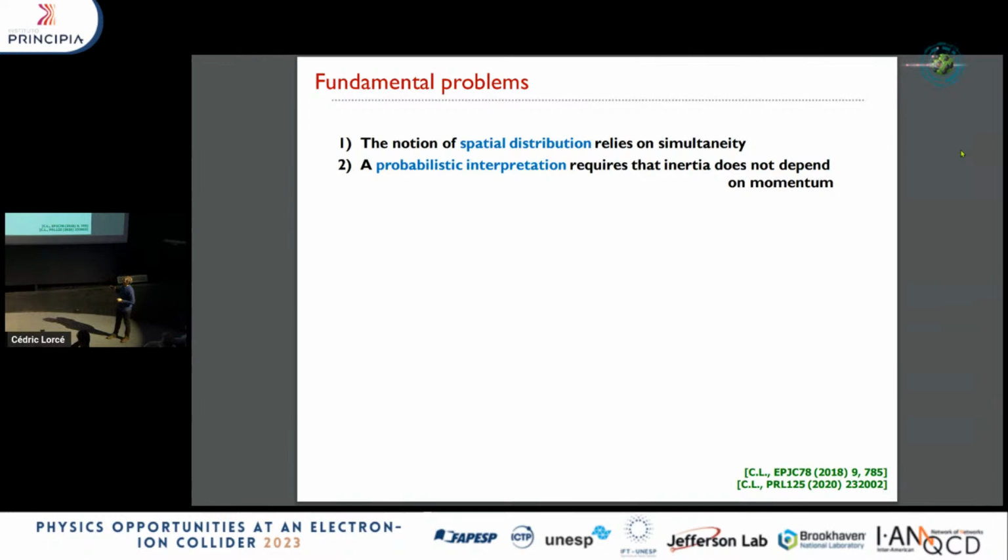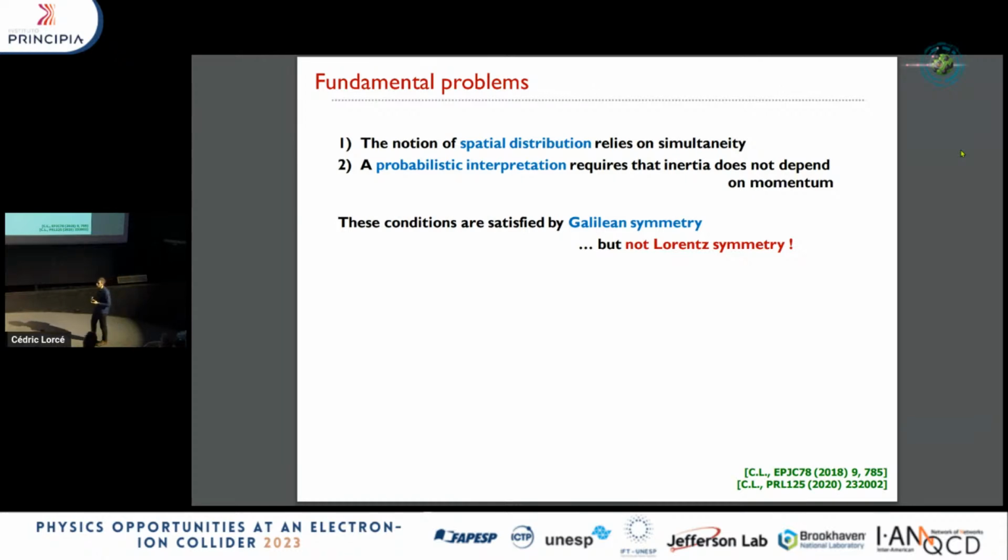And really a key point is that if you insist on having a probabilistic interpretation, you can achieve that only if you have Galilean symmetry. You need that, and this is achieved especially if the inertia of the system doesn't depend on the momentum. So that works for Galilean symmetry, it doesn't work for Lorentz symmetry. You cannot have both at the same time.